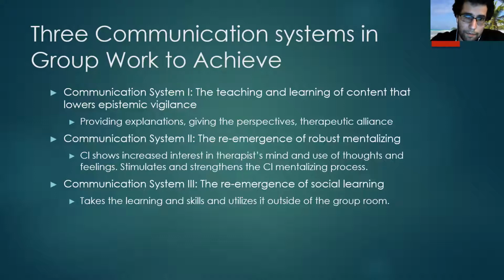Communication system two is like a reemergence of robust mentalizing. And so there's an increased interest in both the therapist's mind or other clients', other members' minds and their use of thoughts and feelings that stimulates and strengthens the client's mentalization process. And system three is like the reemergence of social learning. So you're essentially starting to learn and gain skills within the group and mentalizing, and you're starting to use that outside.